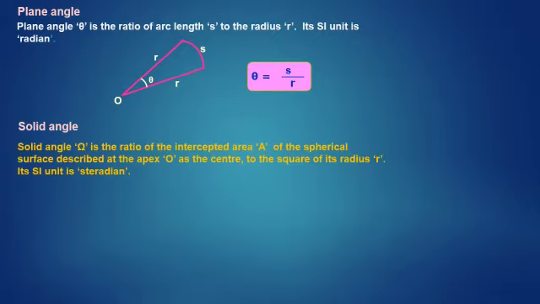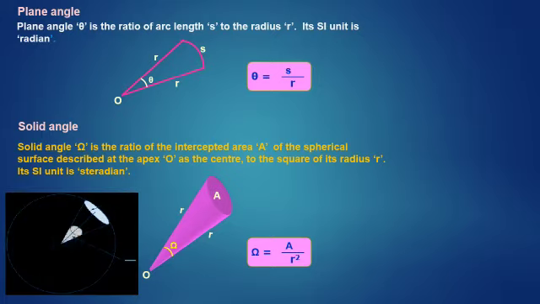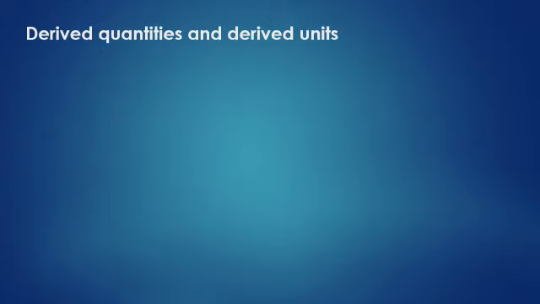And solid angle is defined as the ratio of the intercepted area of a spherical surface described at the apex O as the center to the square of the radius, and its unit is steradian. It is denoted with the letter omega. Omega is equal to A by r square. That is, in the sphere, this is taking a part of it.